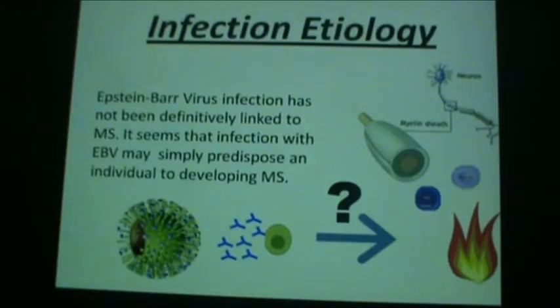Despite this, EBV is known to have infected over 95% of the adult population, whereas MS incidence is very low in comparison. Most of the evidence for the infection hypothesis has been derived from epidemiology and conjecture. EBV infection therefore does not fully account for the development of MS, where other predisposing factors must also be considered.